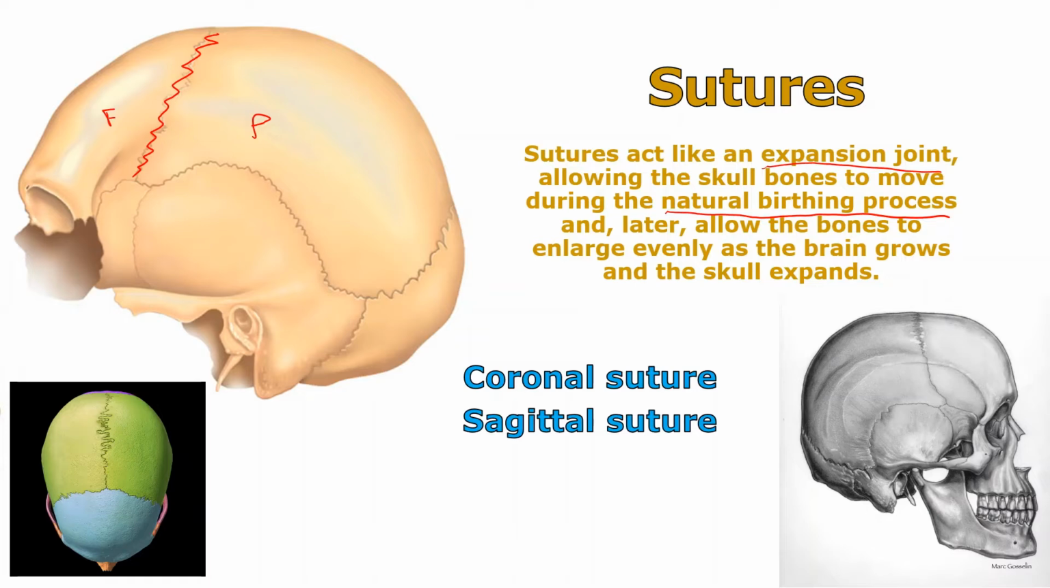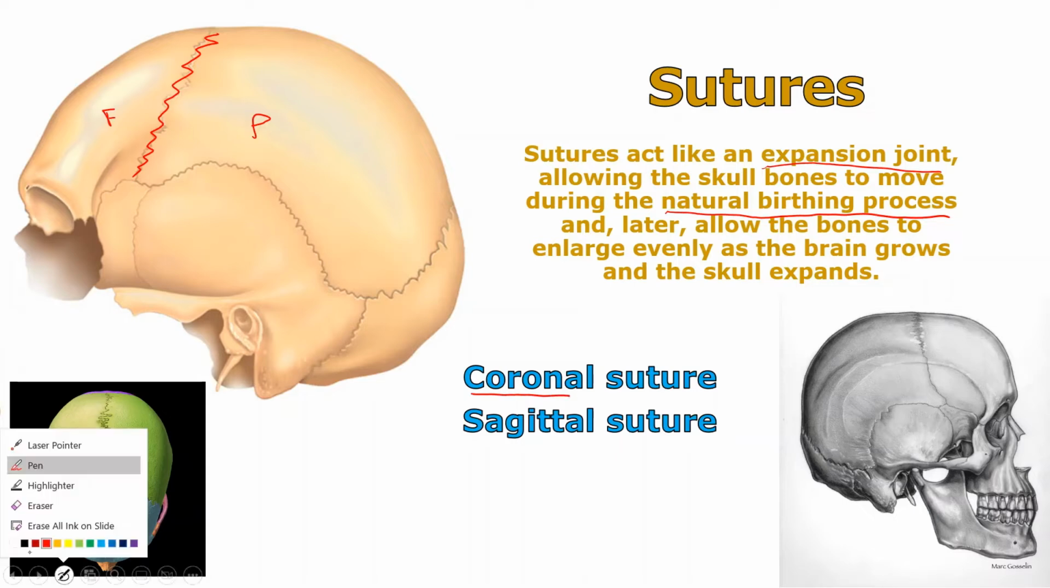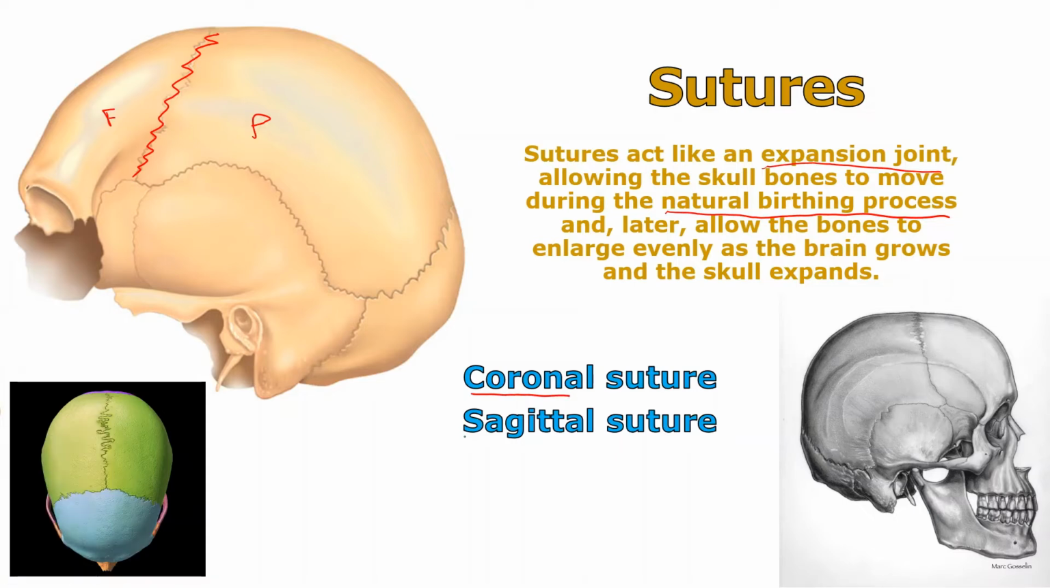A sagittal suture, and let's just do it like this. I'll do the coronal suture in red, so let's come over here and do the sagittal suture in green. Now this one can't be seen, but remember there are 2 parietal bones, so separating the left and the right parietal bone would be the sagittal suture.